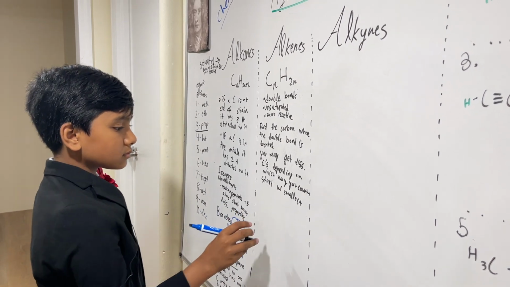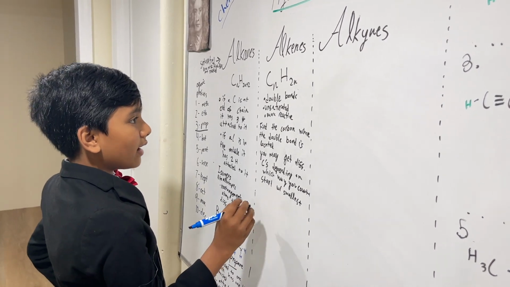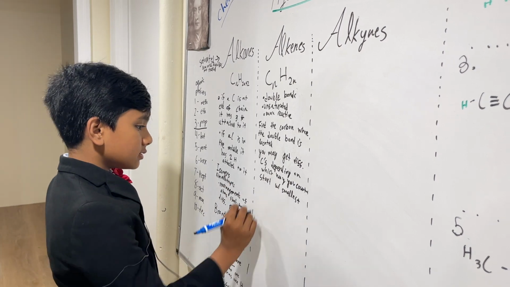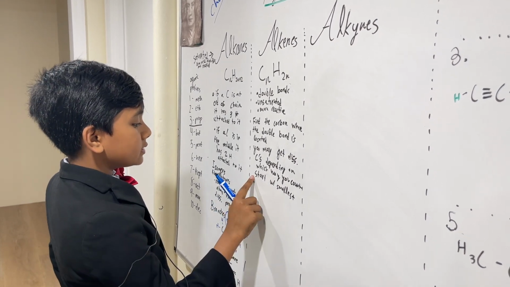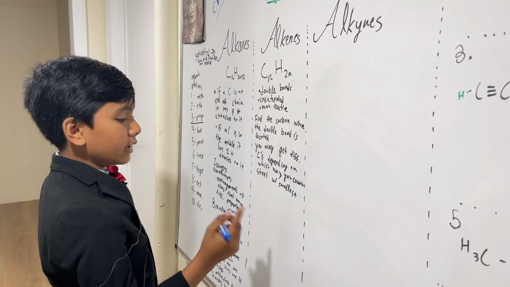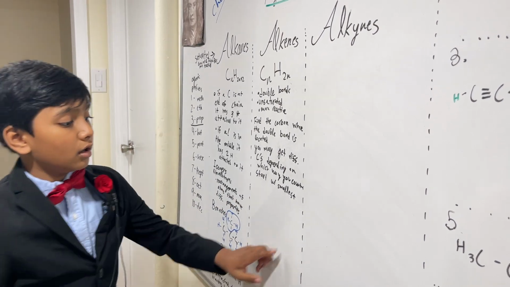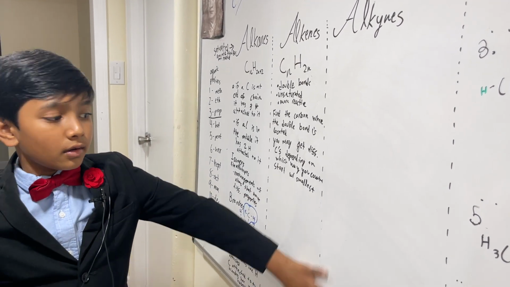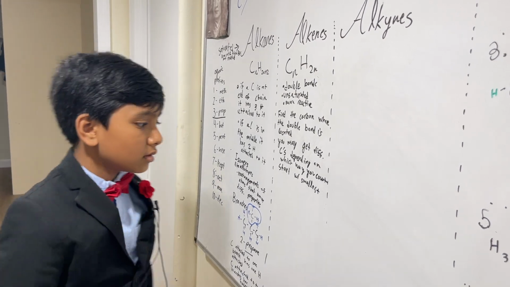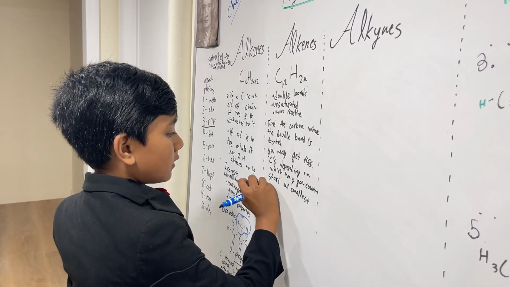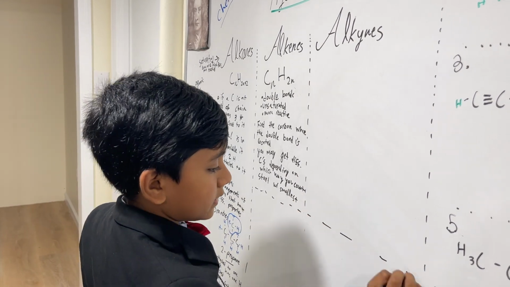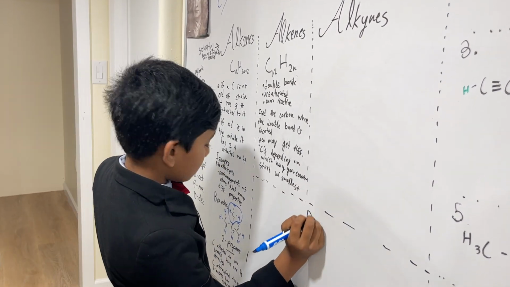So, now, this is really all of the rules for alkenes. Let me just make this extra section here.